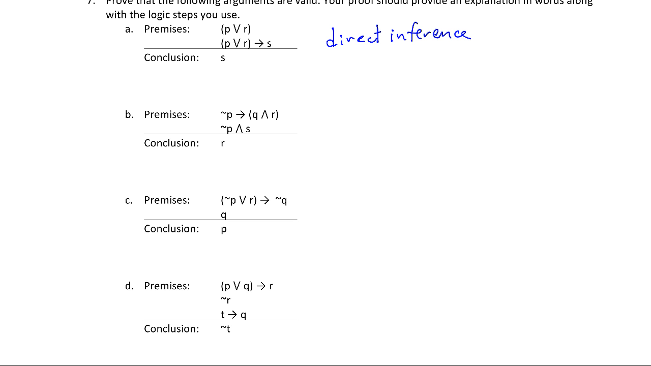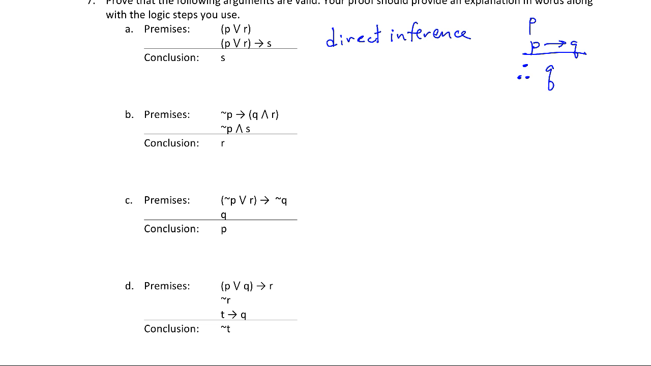That's all you need there. The direct inference rule says if you have P and you also have if P then Q, then you conclude therefore Q. Well, we've got the same thing, except instead of just a plain old P here, we have a P or R, and instead of a Q, we have an S. So the pattern is what's important here. There's really nothing to prove here. That one's just a simple example of direct inference.